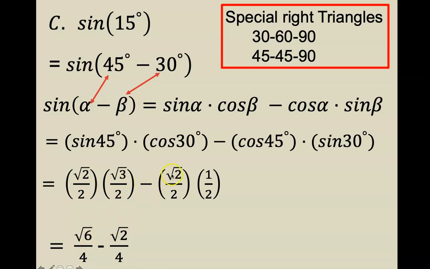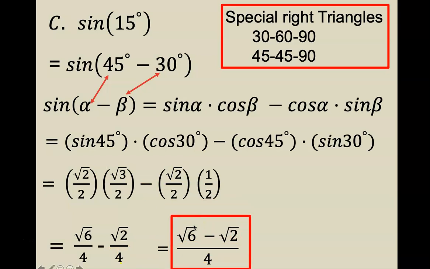Minus root 2 times 1 is root 2, and 2 times 2 is 4. So I get these two fractions, and kind of cool here, they both have the same denominator. So I can combine them, and I get root 6 minus root 2 all over 4. And no, you cannot subtract these or combine these. They're not like terms. You don't take apples and oranges and get bananas out of the deal. It just doesn't work that way. So we're done with that one.